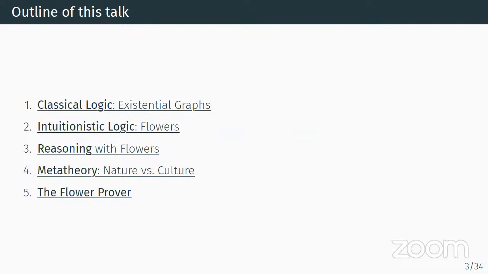So I'm first going to introduce quickly the existential graphs of Peirce. Then I'm going to introduce my flowers and how they come historically from, I can tweak a bit the representation to get into flowers. Then I'm going to show how to reason with flowers, inference rules, and do a bit of meta theory, in particular soundness, completeness, and how to get kind of cut elimination. And finally, if I have time, I'm going to show you an implementation of the flower calculus that I call the flower prover. So it's just a graphical interface that runs in your web browser.